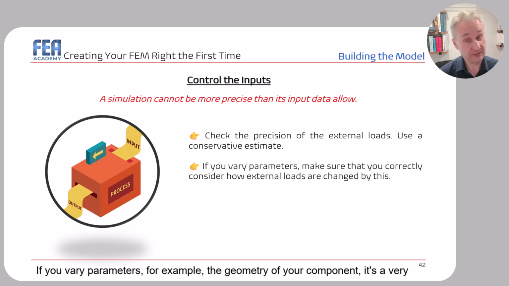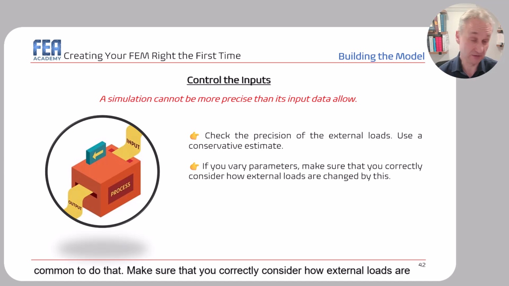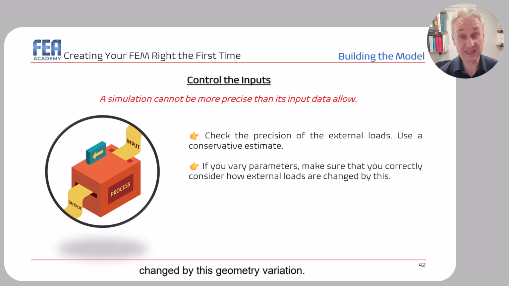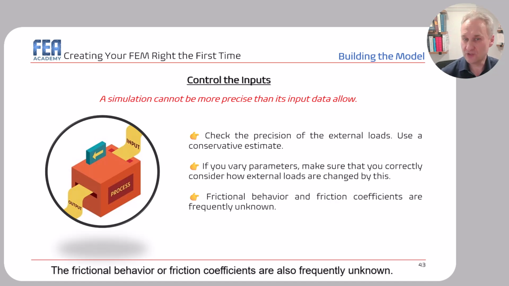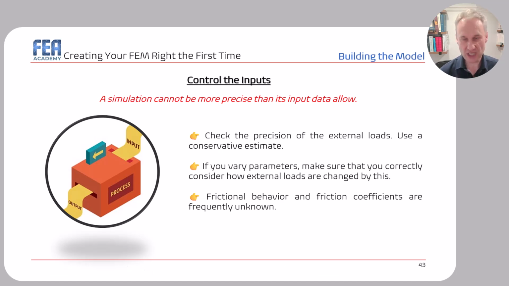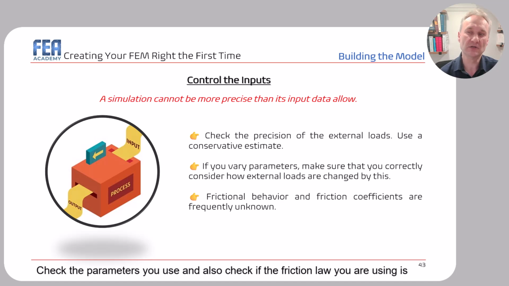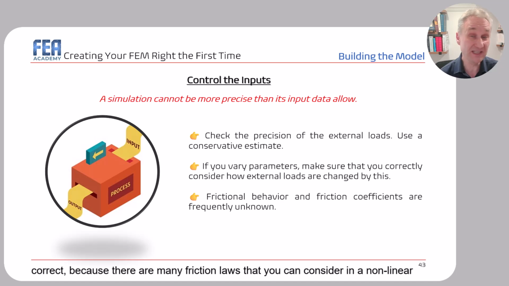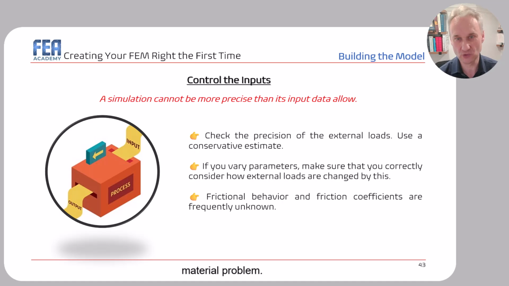If you vary parameters, for example, the geometry of your component, it's very common to do that, make sure that you correctly consider how external loads are changed by this geometrical variation. The frictional behavior or friction coefficients are also frequently unknown. Check the parameters you use and also check if the friction law you are using is correct, because there are many friction laws that you can consider in a nonlinear material problem.